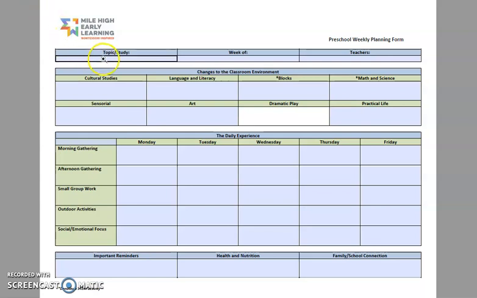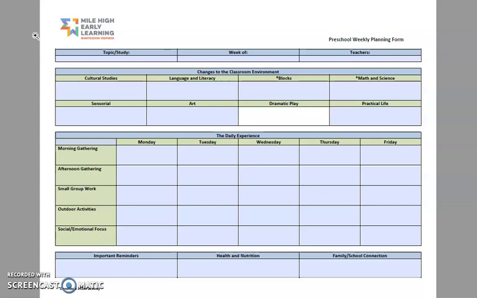The very first line on the lesson plan form talks about a topic or study. In a Montessori-inspired classroom, we would like for teachers to be planning around the children's ideas and interests, and oftentimes this can involve a topic of study. It doesn't have to involve a topic of study, but if the children happen to be interested in, let's say, dinosaurs, that would be an appropriate thing to study for your topic of study.